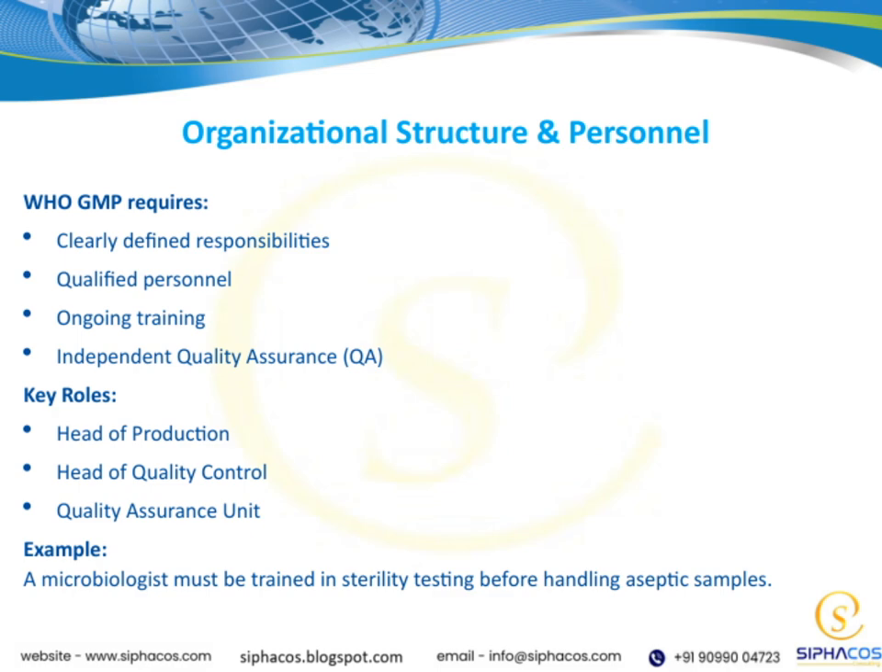For example, a microbiologist must receive specific training in sterility testing before handling aseptic samples. This example highlights how specialized training is critical to maintaining product safety and quality. All these elements, clear responsibilities, qualified staff, ongoing training, and independent QA, work together to uphold the integrity of our manufacturing process and ensure we meet WHO GMP standards.